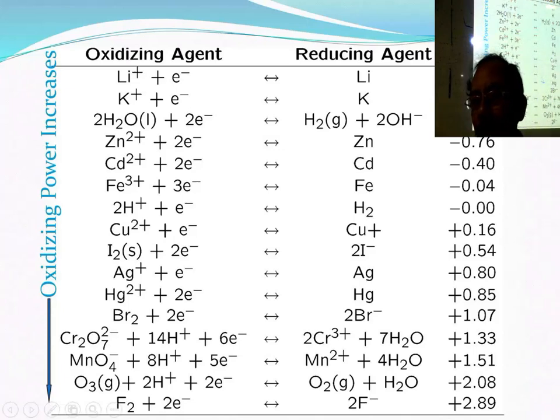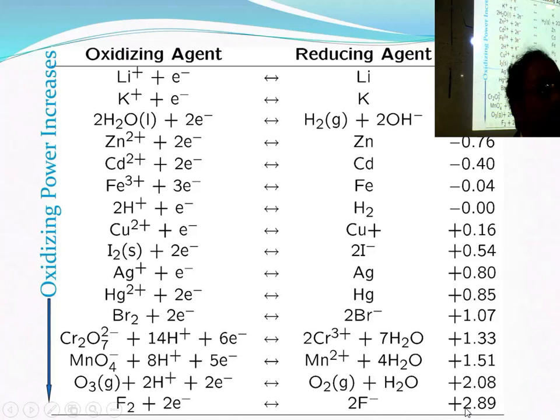And the values: how many values do you remember? Not possible, right? Okay, remember only two, please. One is zinc and this is copper.